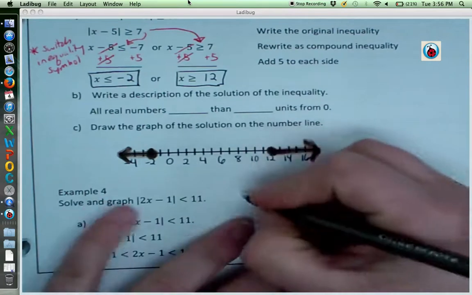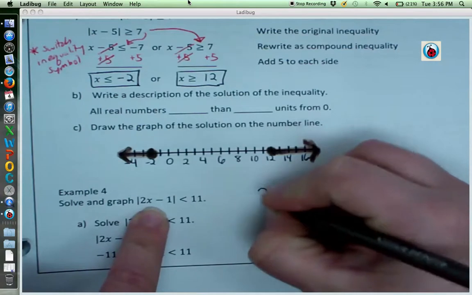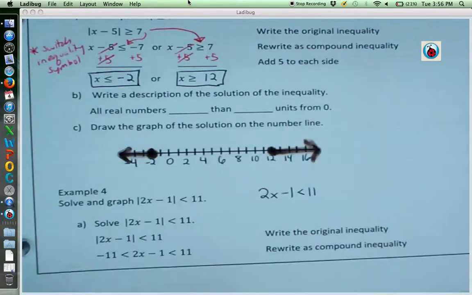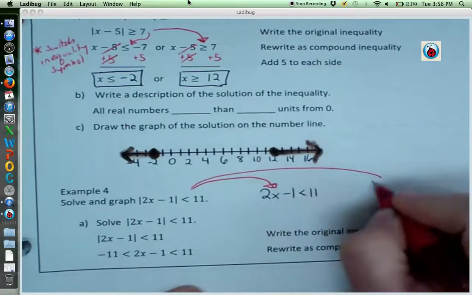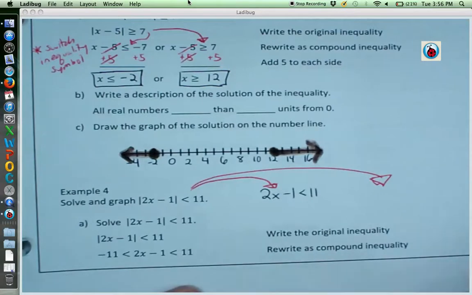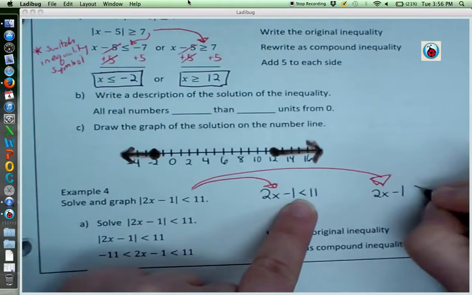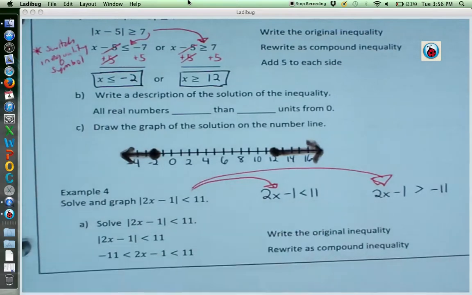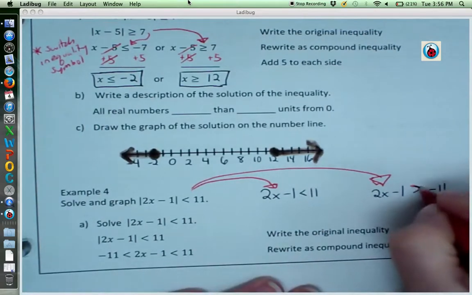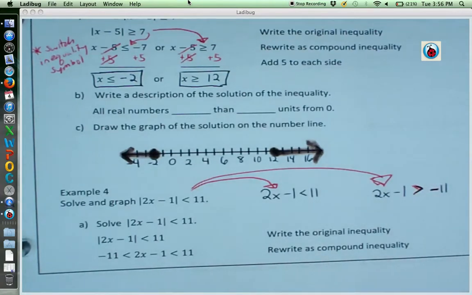So I could split this into basically the same inequality but without the absolute value sign. So 2x minus 1 is less than 11. This would be fine. The other option is 2x minus 1, switch the sign, is greater than, and switch 11 to -11. So this was that extra thing we had to do. Switch the sign and switch to -11. That was the extra thing we had to do for the negative option.